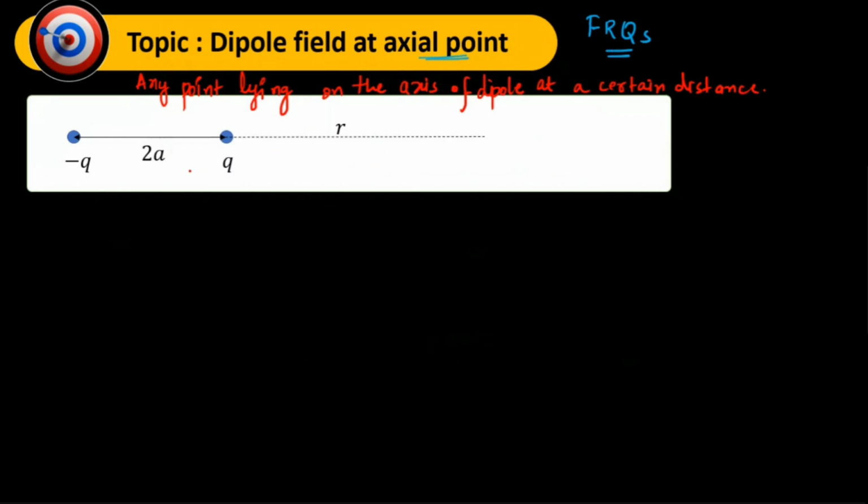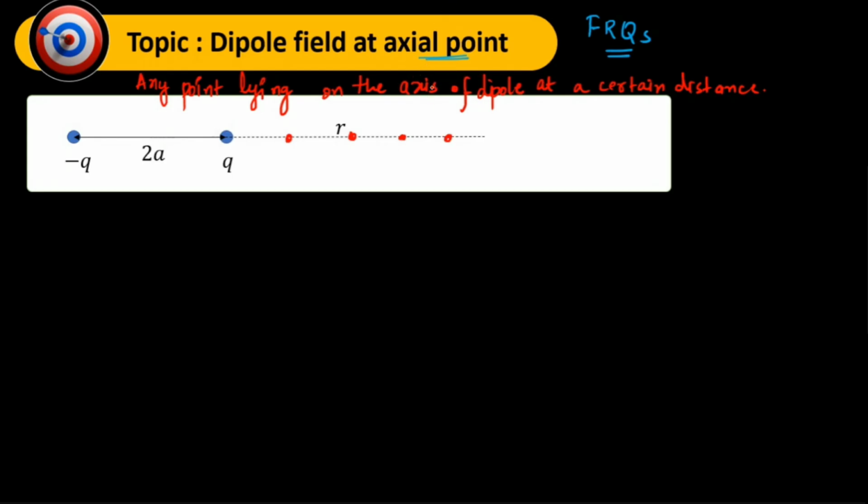Like for example, suppose this is a dipole. Again, a dipole is a configuration which consists of two charges, positive and negative, of equal magnitude, separated by a certain distance. So what we have assumed here is a dipole, and the line joining the dipole, if we extend that line in both directions, towards the right side as well as towards the left side, all the points which are lying on this line are called axial points.